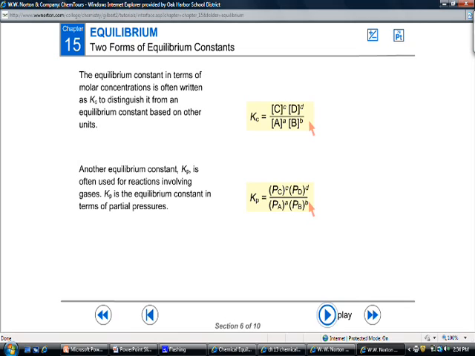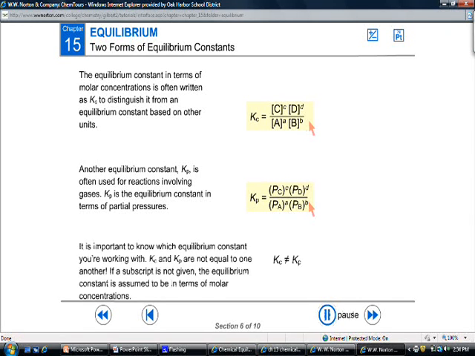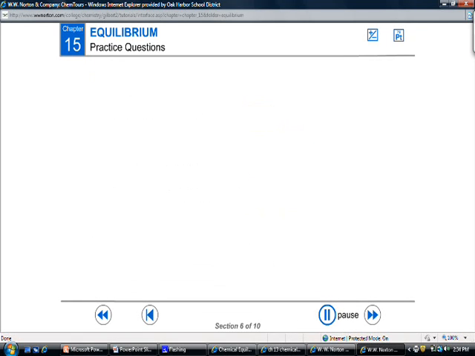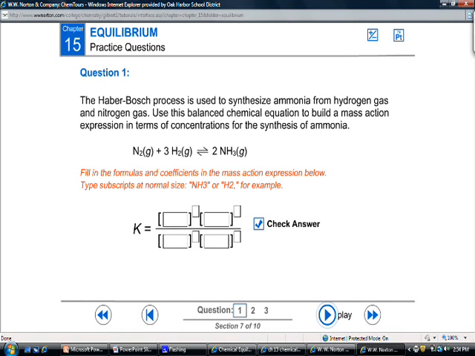Another equilibrium constant is Kp, and this is often used for reactions involving gases because Kp is the equilibrium constant in terms of partial pressure. It is important to note that Kc and Kp are not equal, although there is a way to make a conversion from one to the other. So I would encourage you to go to the website and practice these 3 quiz questions.